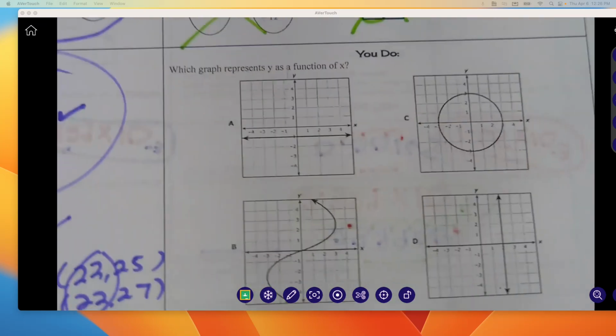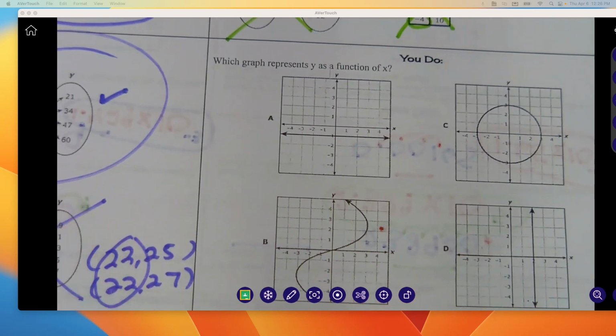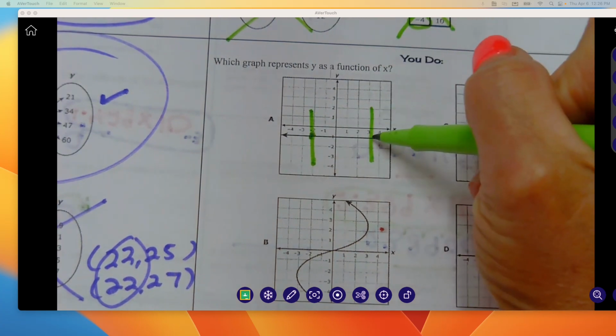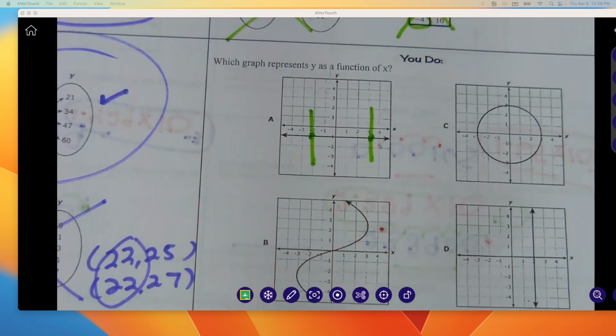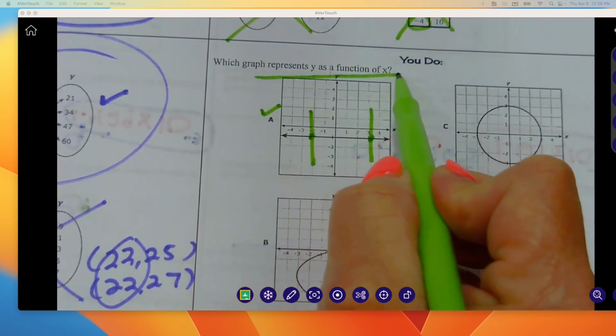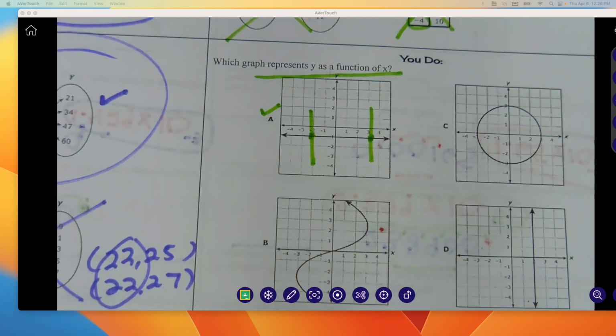Okay? Let's look at the last one and see what you got on this one. If you do the vertical line test, it only hits once. And no matter where I do my vertical line test, it only hits once. So this one is a function. And if you notice, that's what it's asking for. But guys, don't just pick it. We got to look at all of them.